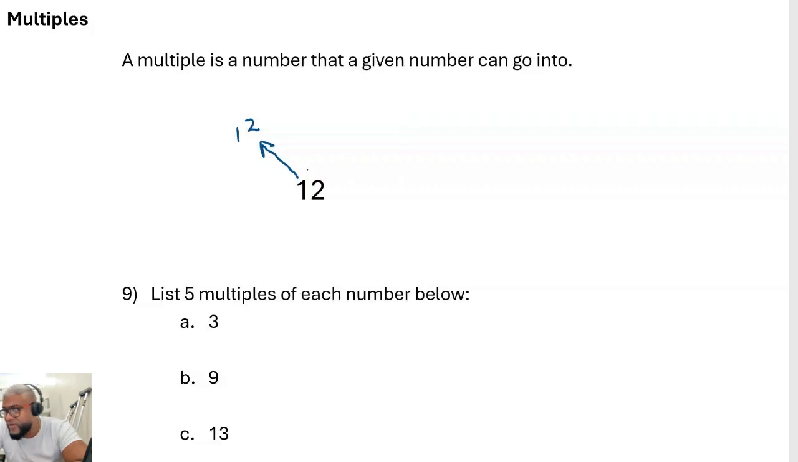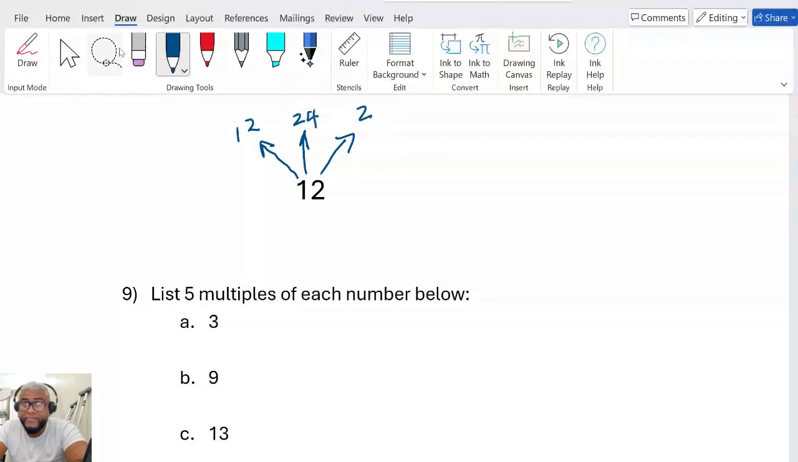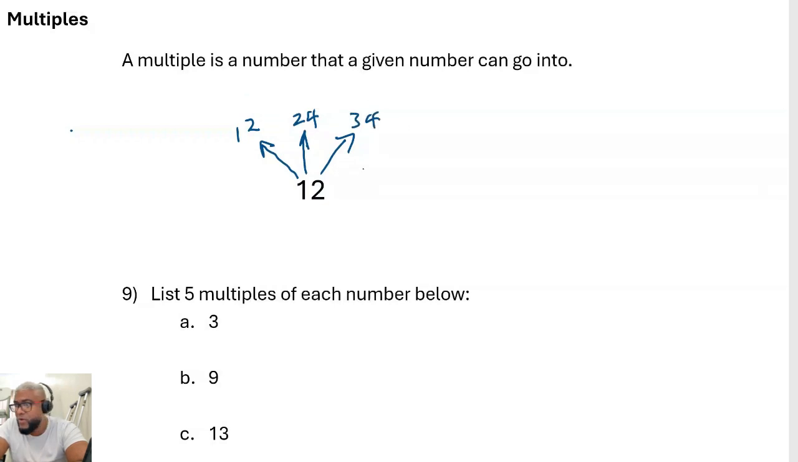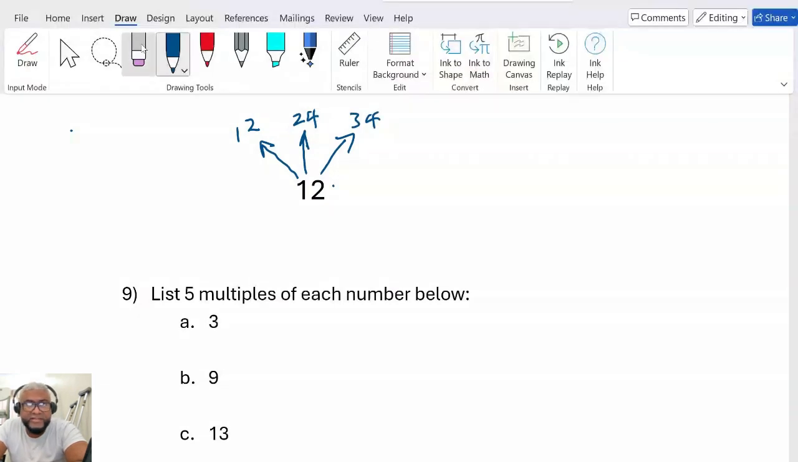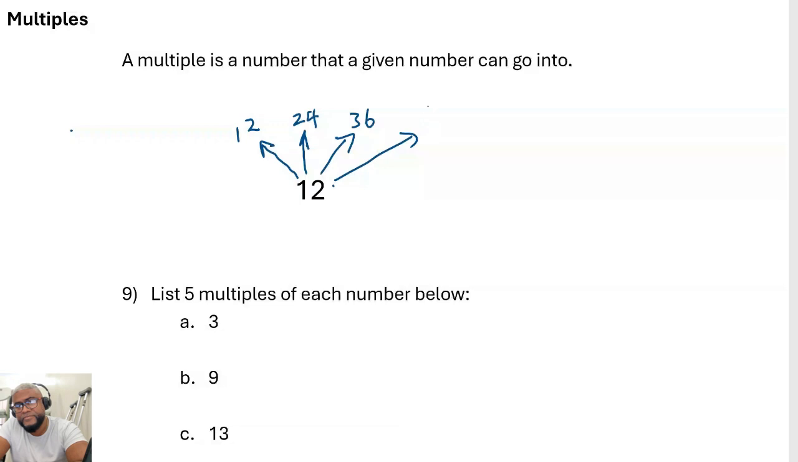Give me another multiple of 12 here, Sophia. What's another number that 12 can go into exactly? 24. Let me list 2 more. Give me 1 more there, Logan. 2? 2 is a multiple of 12? Right, 36. Give me 1 more there, Francis. 48. And it keeps going on and on. You can list this whole day, right?